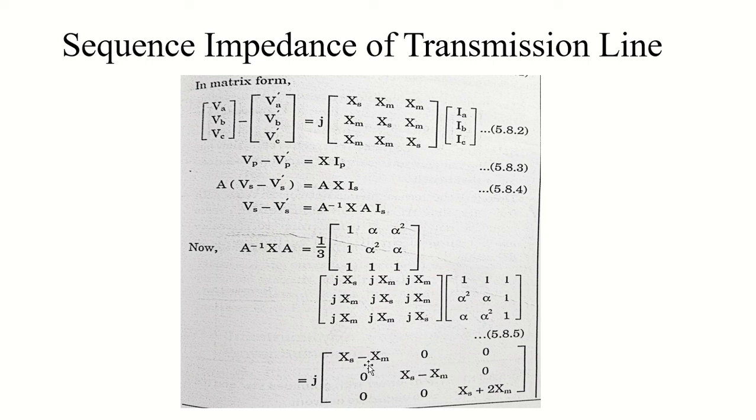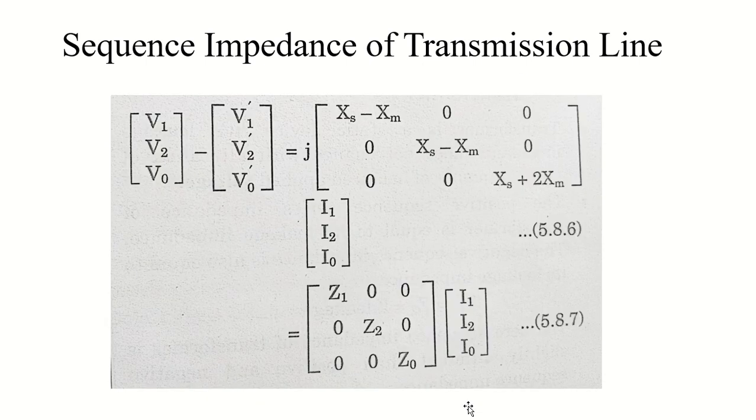For positive and negative sequences, or for X11 and X22, it will be Xs minus Xm, Xs minus Xm, the same. But for the zeroth sequence, it will be Xs plus 2Xm. So again it is showing us how the positive and negative sequences hold the same sequence impedance value. And when you multiply this matrix with your current matrix, you will get the final value of V1 minus V1 dash, V2 minus V2 dash, V0 minus V0 dash.